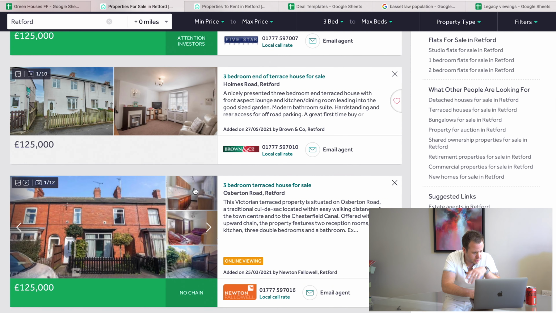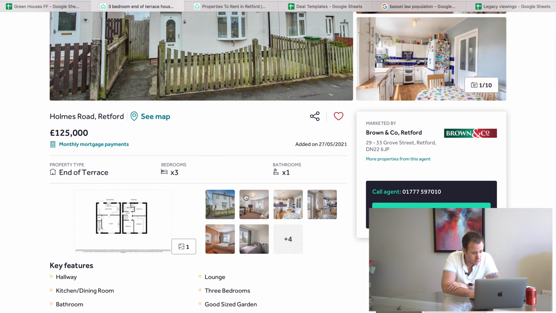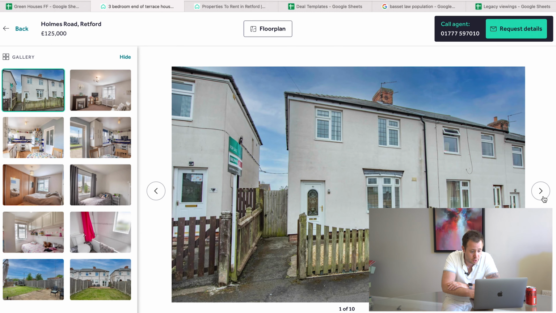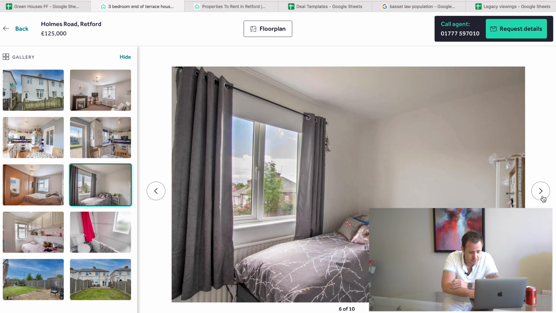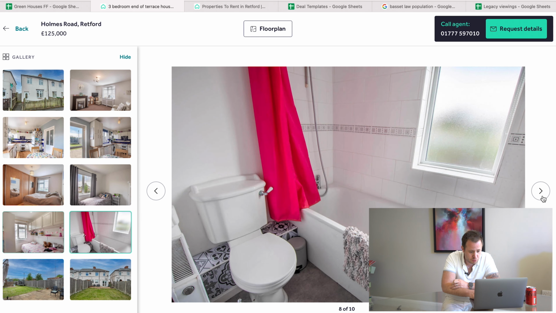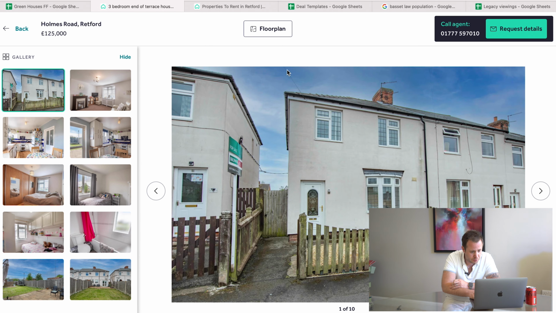The next one down from there, these ones on Obserton Holmes Road. Again, that looks nice. 3 bedrooms, good sized bedrooms. Kitchen looks good enough. Outside looks nice. It's either an end of terrace or a semi. Yeah, it looks like a nice property. Wouldn't need to do a lot of work on that at all. I think we can agree. I definitely want to see that one.